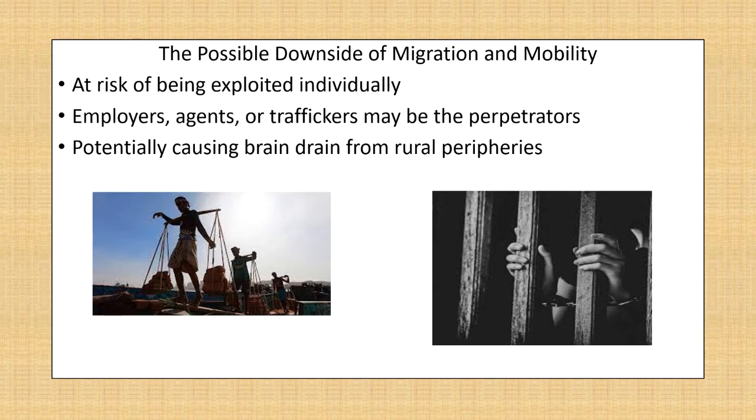International migration and mobility are also potentially causing brain drain from rural peripheries to urban centers and from low-income countries to emerging and developed countries.